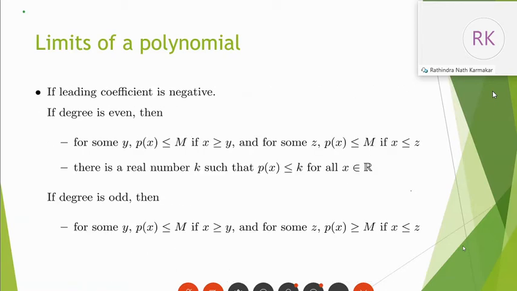Again, since we did it for positive leading coefficient, we will have statements for negative leading coefficient also. And it is easy to guess what the statement for negative leading coefficient will be. Because if P has a negative leading coefficient, then minus P has positive leading coefficient. So at least you can conjecture that all the inequalities will get reversed.